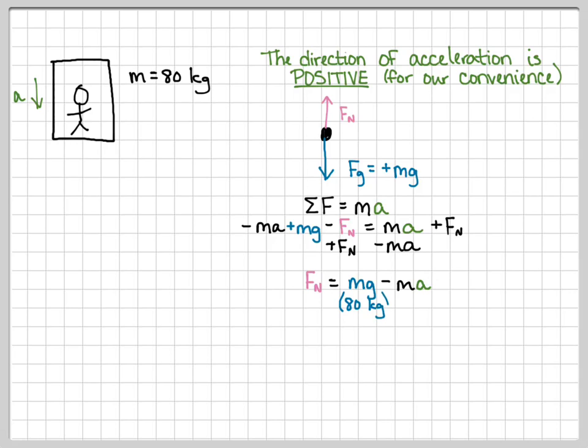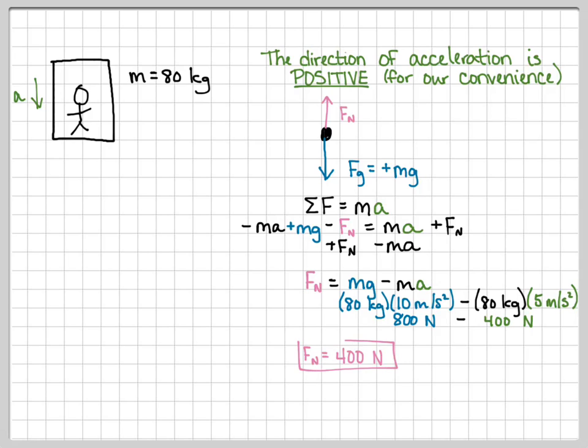Now I plug in my numbers. 80 kilograms times 10 meters per second squared minus 80 kilograms times 5 meters per second squared. I get 800 minus 400. So my total normal force is 400 newtons. So the normal force for an elevator accelerating downward is less than my weight.